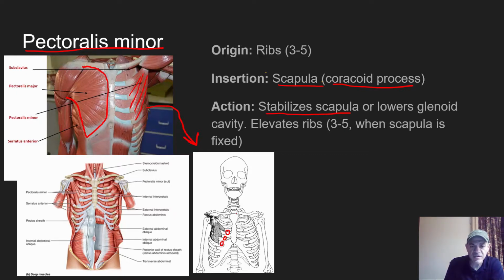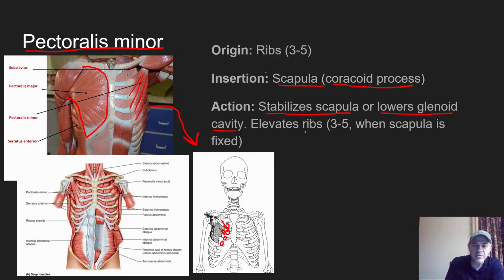The other thing it could do is if we fix the ribs with some other muscles and we contract, then we're going to be pulling downward. And if we're pulling downward on the scapula right there, then you're actually lowering the shoulder. So some references will say that it's lowering the glenoid cavity, which is the location where the arm or the humerus bone is located. Another thing that this muscle can do, again, depending on what other muscles are acting on these bones, is that this muscle can elevate the ribs.